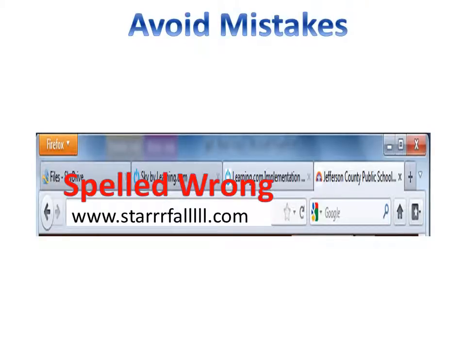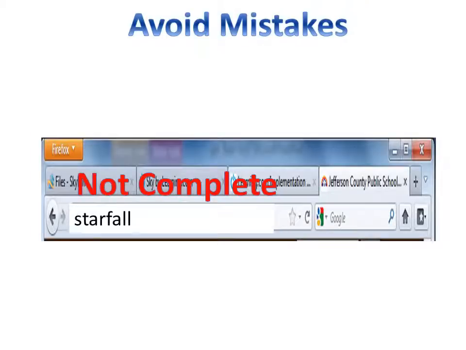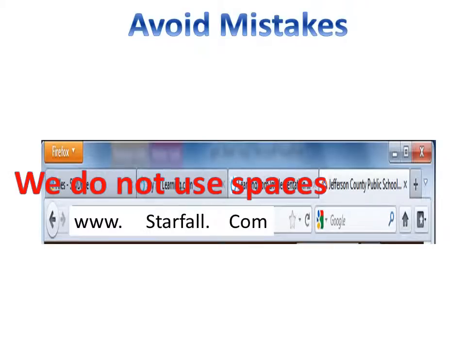Alright, so let's talk about some common mistakes when people type addresses. First, you got to make sure you don't spell it wrong. Right here I have too many R's and too many L's. Ooh, here's a good one. Take just a moment and see if you can see what's wrong with this. Alright, if you said it was missing a beginning and an end, good for you, absolutely. Just like I said, there's 3 parts. You need the beginning, the middle, and the end. Also, no spaces. For the web address, we're going to leave the spaces out.